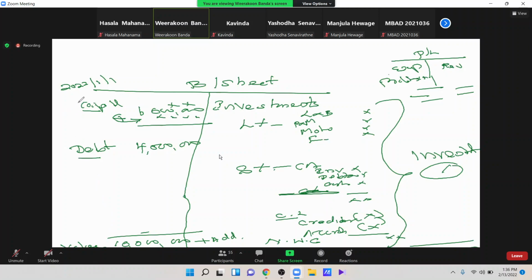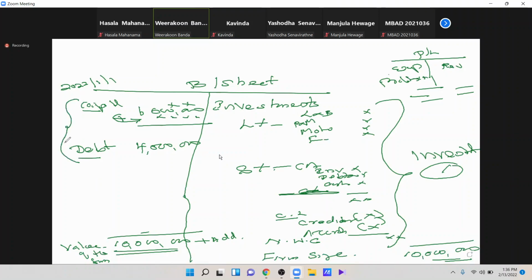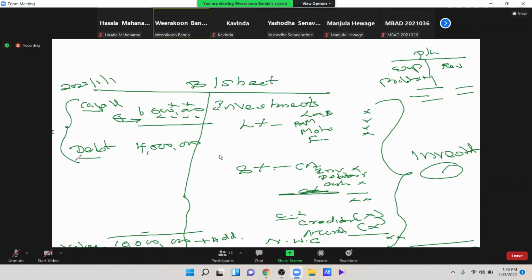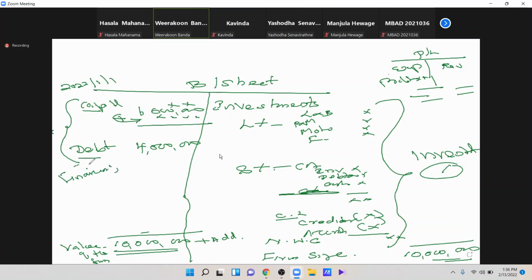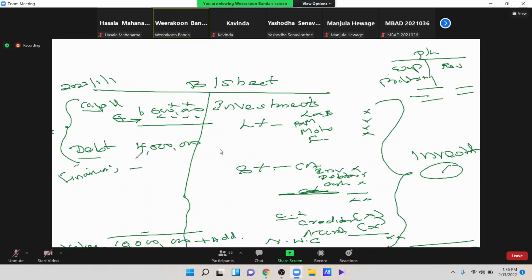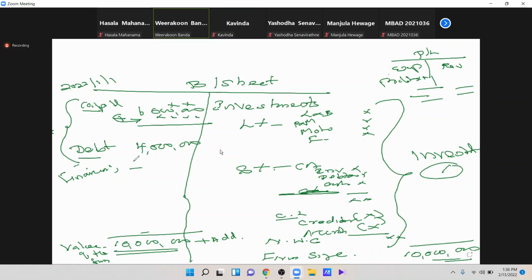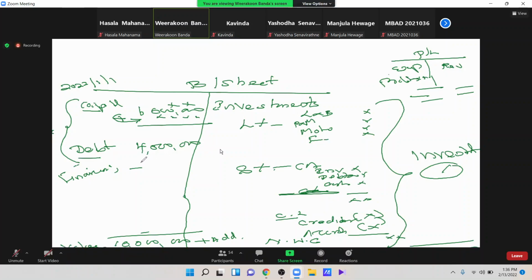So here, these are the financing: own capital and debt capital, we call that financing. Likewise, there can be different kinds of financing sources. These are the basic financing sources, owner's capital and debt capital. If it is a public company, there can be preference shareholders, debt, equity shareholders, then debentures, bonds, etc. Different kinds of financial instruments here.